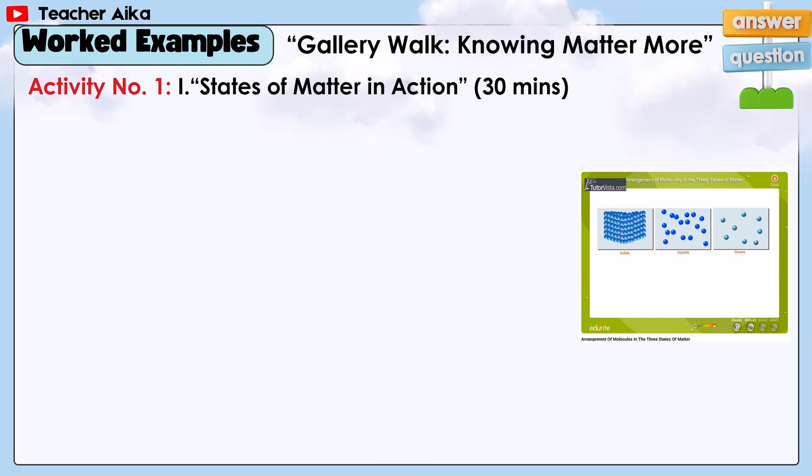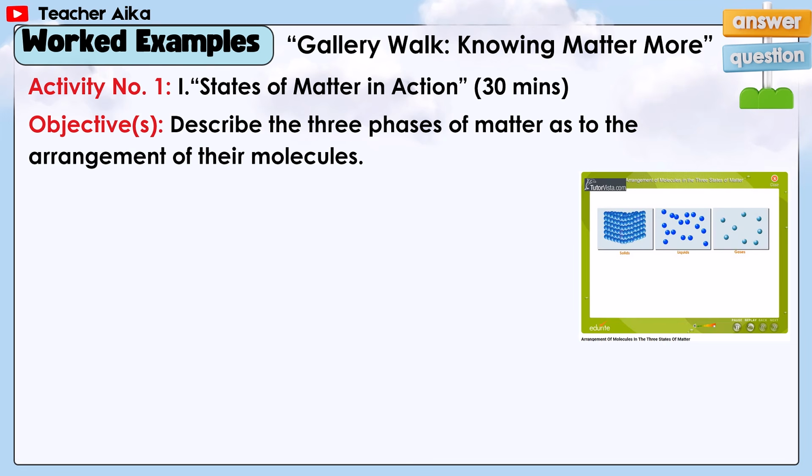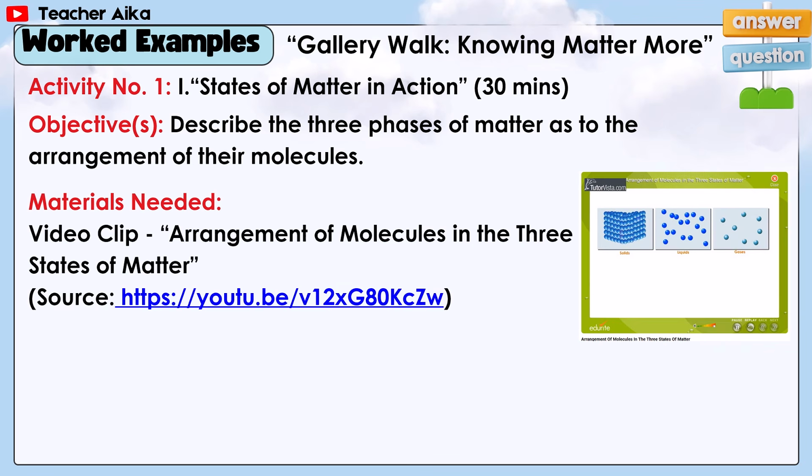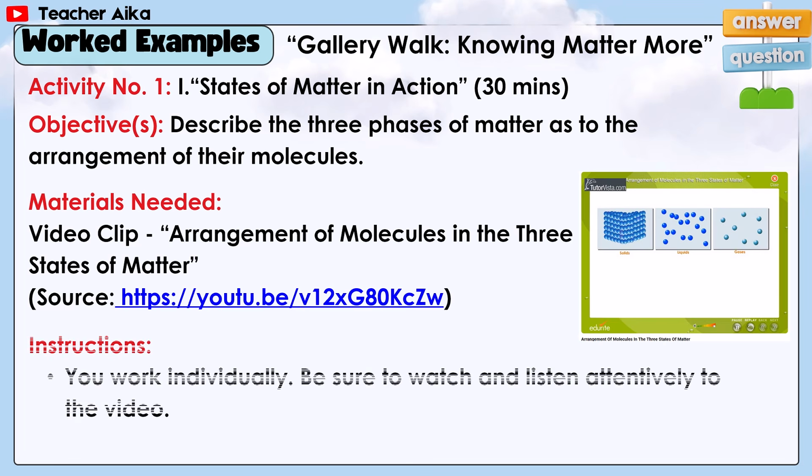Activity number 2, states of matter in action. Objective: describe the 3 phases of matter as to the arrangement of their molecules. Materials needed: video clip, arrangement of molecules in the 3 states of matter. Instructions: you work individually, be sure to watch and listen attentively to the video.